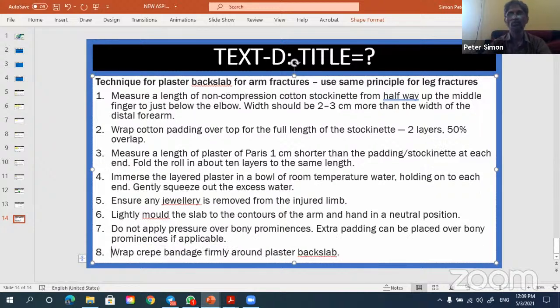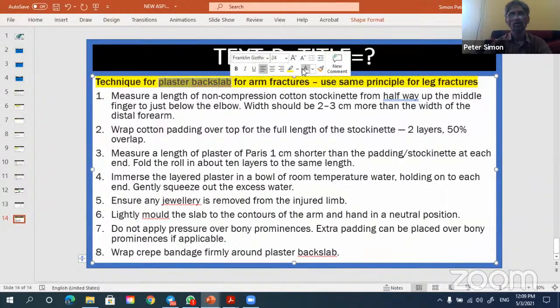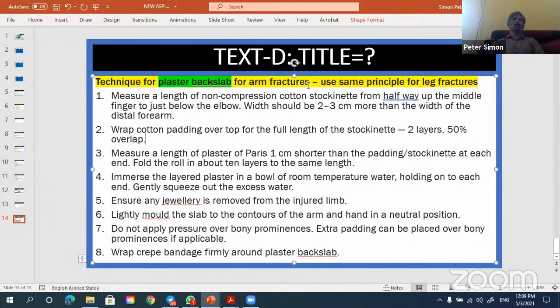Right, eight points. So this is technique for plaster backslab. So this is the point. Only the first line you have to read. And this is plaster backslab. Okay, plaster backslab, you can say. This is better for that. You can take the title as plaster backslab. That's all.